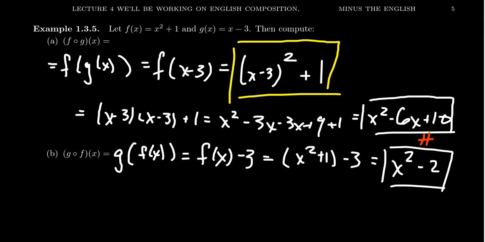If you switch the order of the composition, it changes the outcome. Putting your shoes on, then your socks is not the same thing as putting your socks on, then your shoes. Order matters when it comes to function composition. And so as you switch up the order, you'll see that things do fundamentally change.